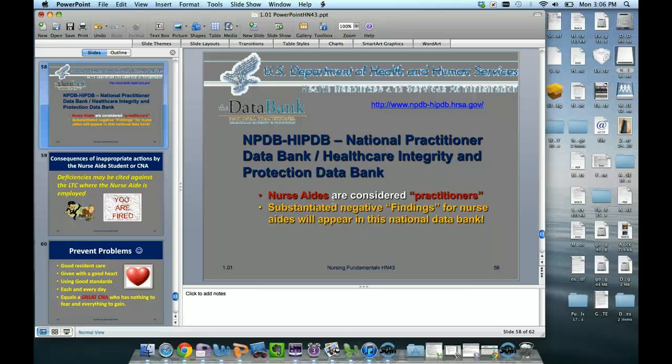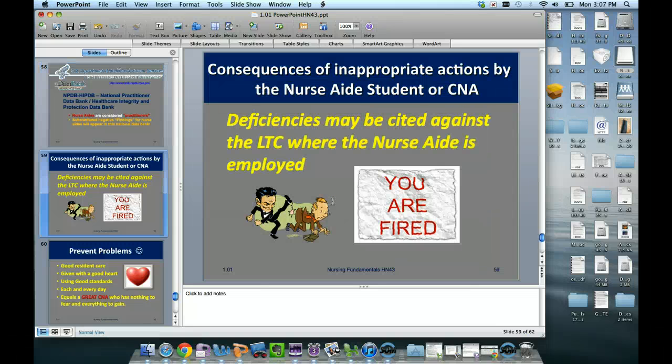So the National Healthcare Practitioner Databank, Healthcare Integrity and Protection Databank: you are considered a practitioner, and substantiated negative findings for nurse aides will appear in the National Databank. So deficiencies can be cited against the long-term care facility where you are employed. If they hire you and you have something sitting out there on the registry, they will fire you.